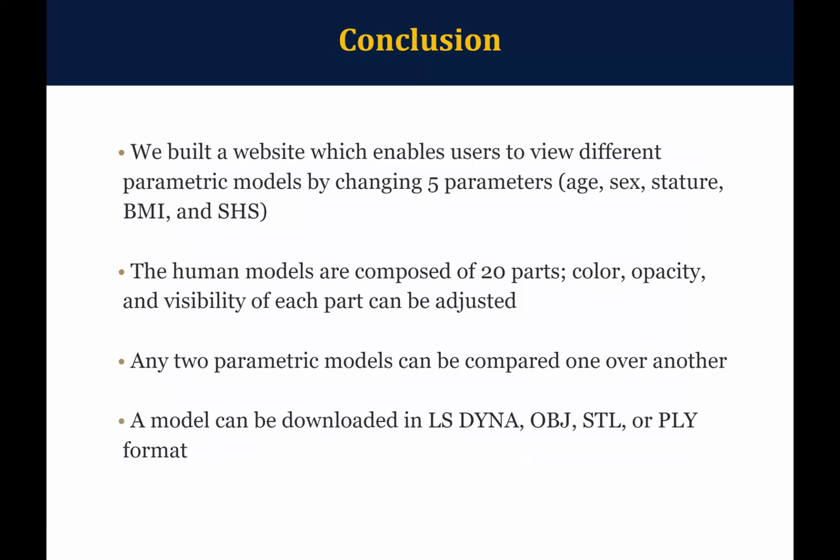In conclusion, we built a website that can generate 20 parts of a parametric human model of various groups of population by user-specified parameters, including age, sex, stature, BMI, and SHS. The users can not only view the models, but also compare any two of them and download them in one of the supported formats. The motivation of building this website is to display parametric models that account for vulnerable populations that traditional human models do not do.